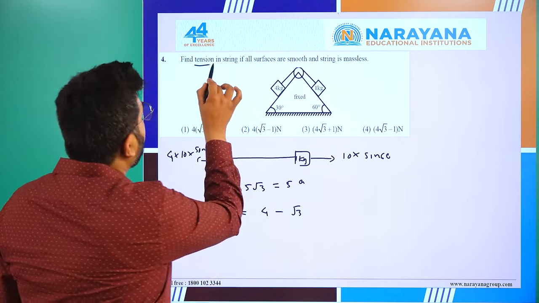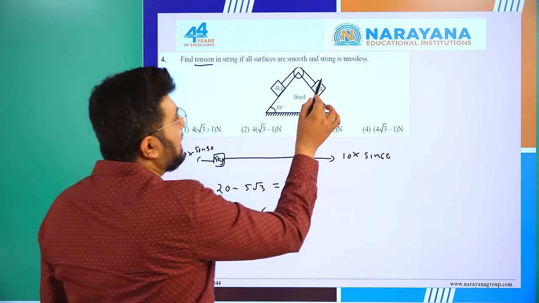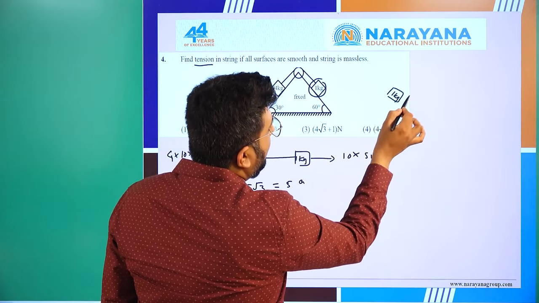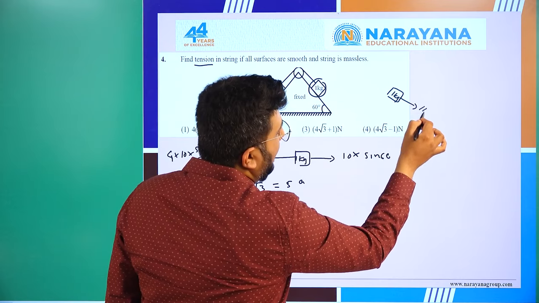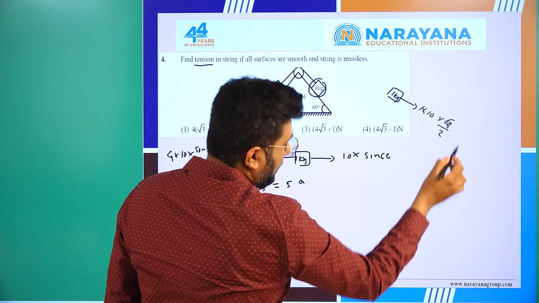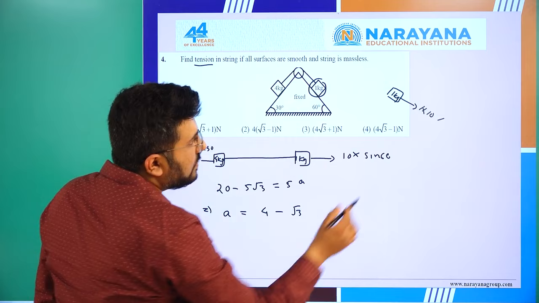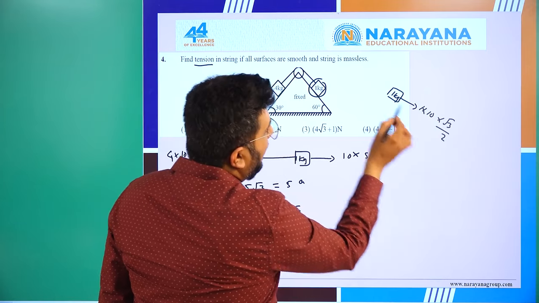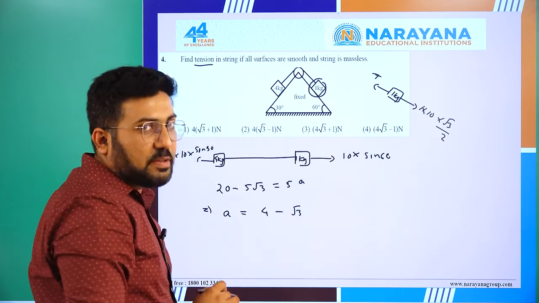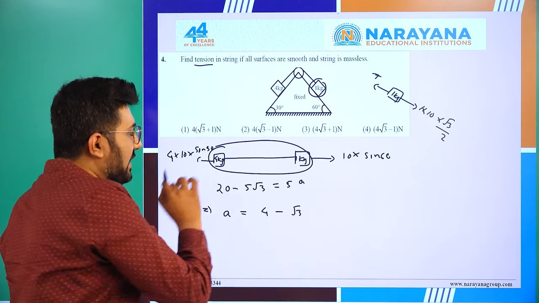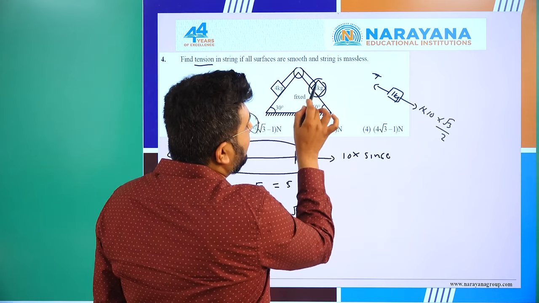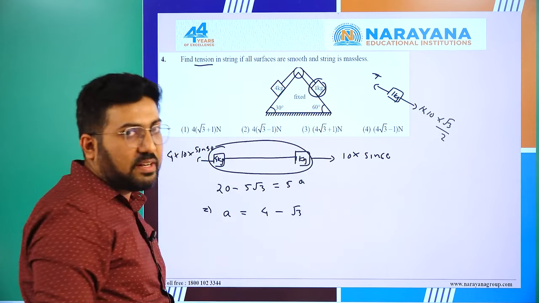Now to find the tension, I'll draw the FBD of one of the blocks. So let's draw the FBD of the 1 kg block here. So here the force is 1 into 10 into sine 60, that is root 3 by 2, and the force here is the tension force. Now I did not draw the tension force before because it was an internal force. So internal force need not be drawn in the FBD. So now when I take the 1 kg block only, then this tension is an external force.